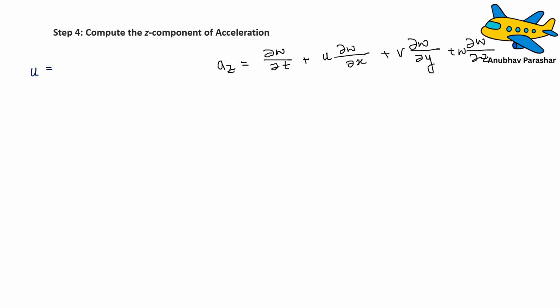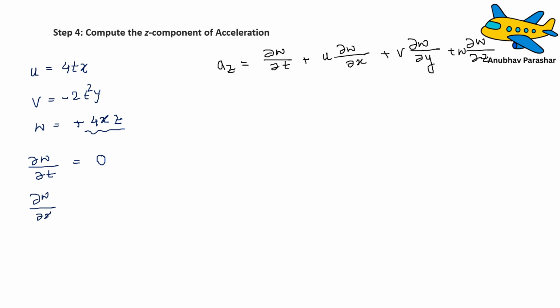Now let us quickly write down the u, v, and w components. U is nothing else but 4tx, v is nothing else but minus 2t square y, and w is nothing else but plus 4xz, right? So if you differentiate del w by del t with respect to time, it is coming out to be 0 because there is no time t here. Similarly, del w by del x is going to give you 4 times z. What is del w by del y? It is going to give you 0 because there is no y component. Similarly, del w by del z is going to give you 4x.